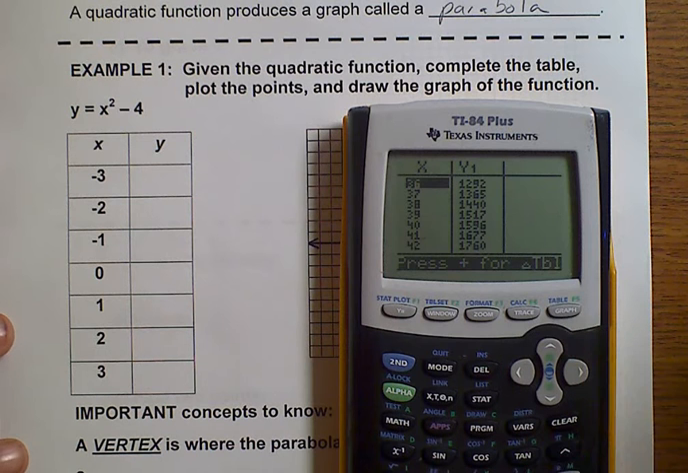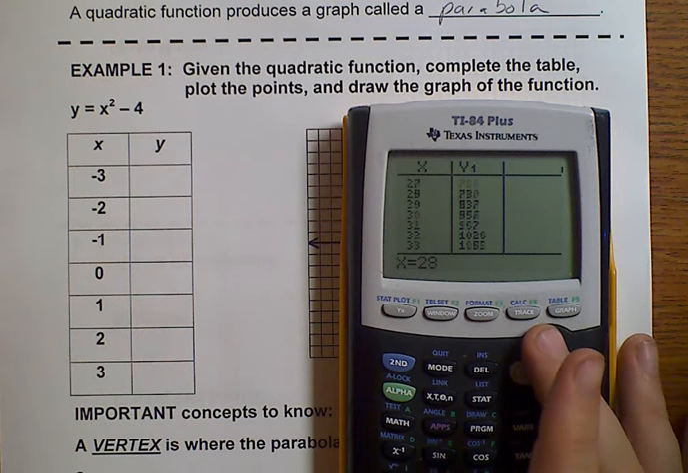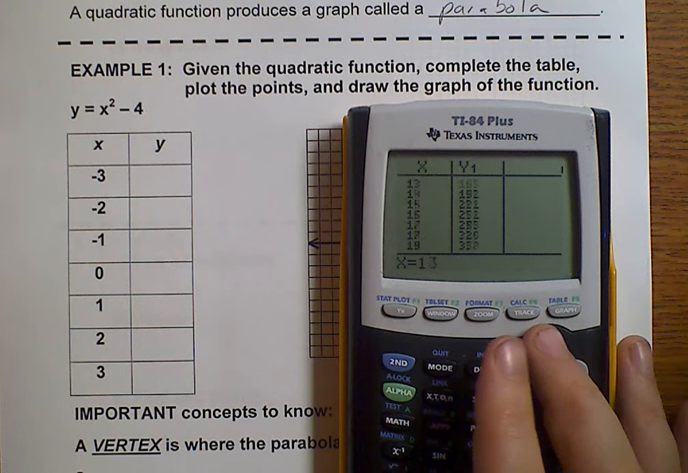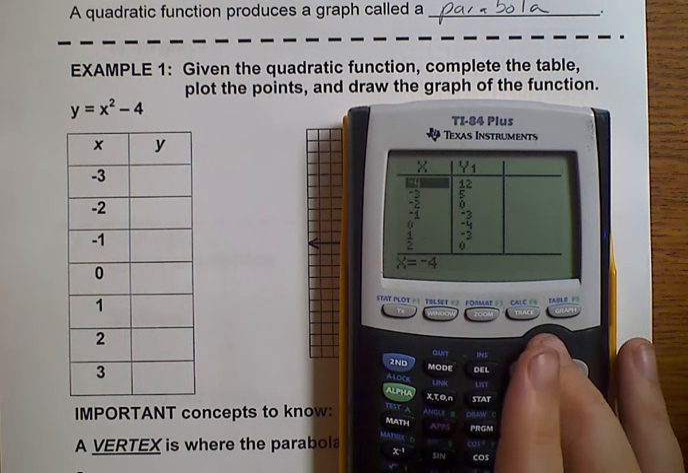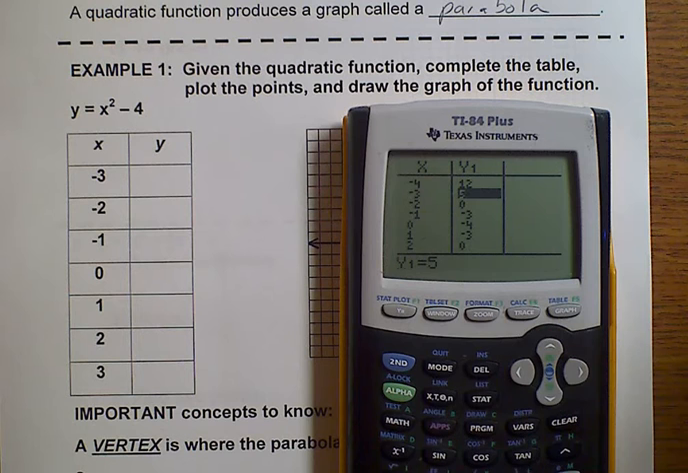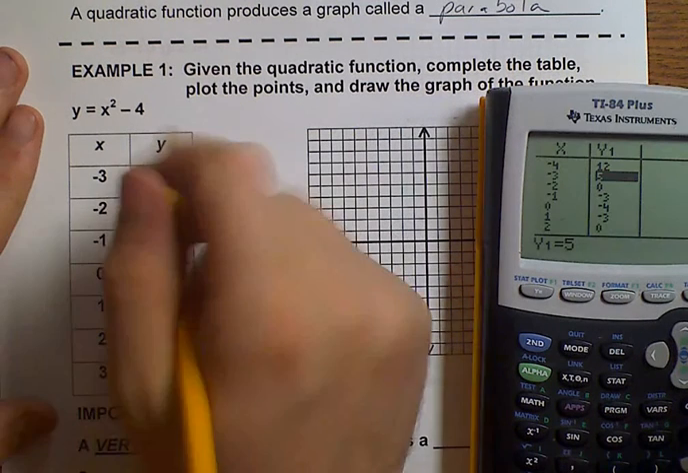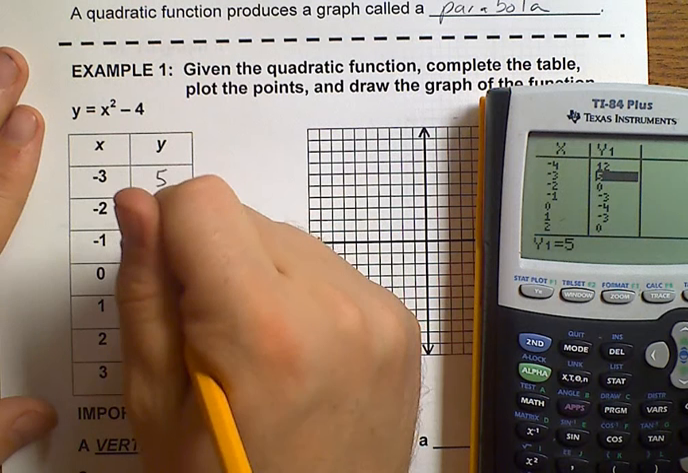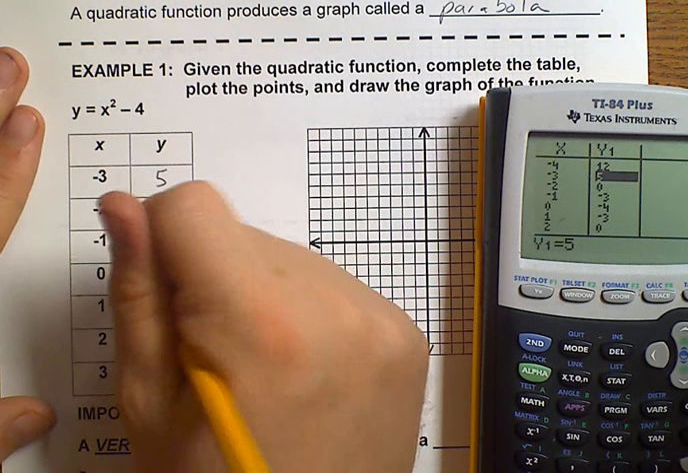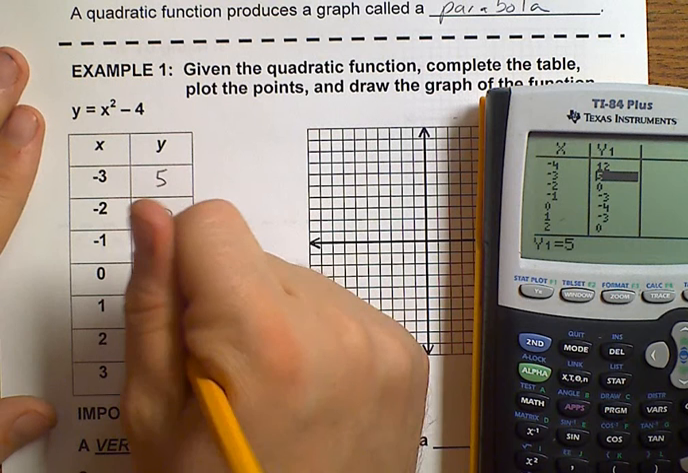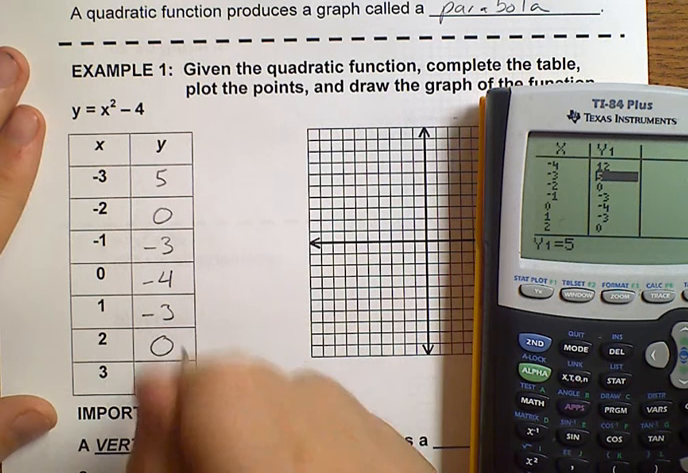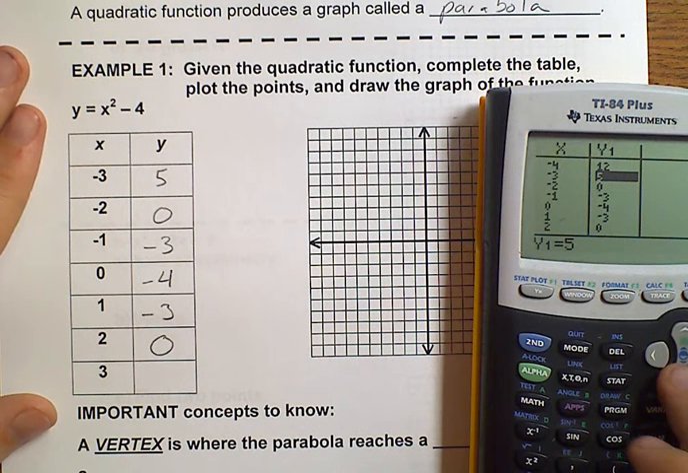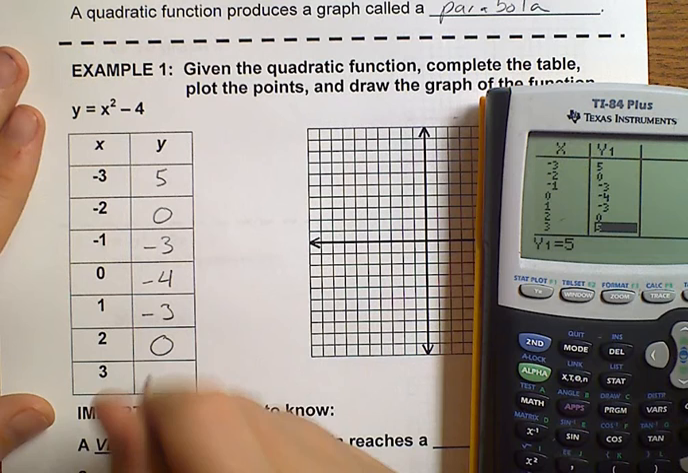And it gives us a bunch of information. Well, I want to go ahead and scroll up here where it talks about -3, because the last time I used this calculator, I was dealing with some other numbers. So over here, the value at -3 is 5. At -2 is 0. At -1, -3. 0, -4. 1, -3. 2, 0. And then I need to scroll down one more, and it hits 5.